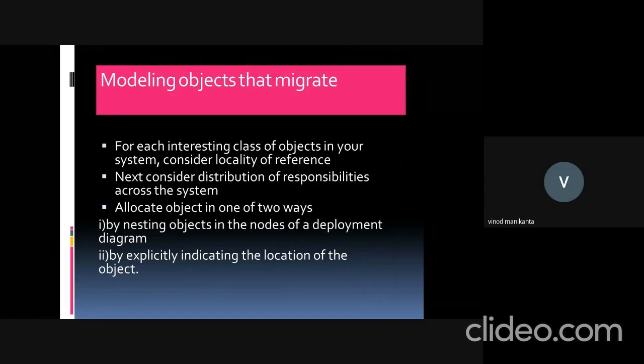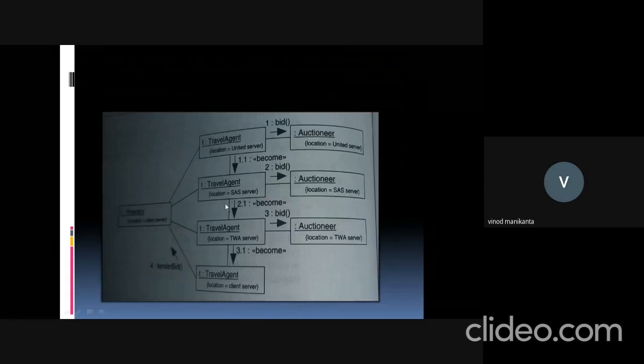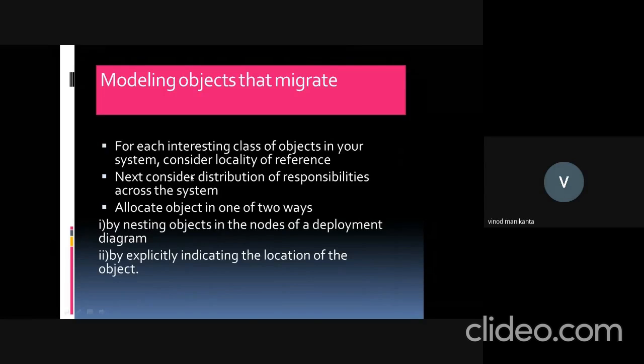Next is modeling objects that migrate. First of all, we have to consider the objects, and then we have to specify a location for each object. Then we have to distribute responsibility across the system. We can model the location in two ways: one by nesting objects in an extra compartment, next by explicitly indicating the location of an object. So this is the example for modeling objects that migrate.